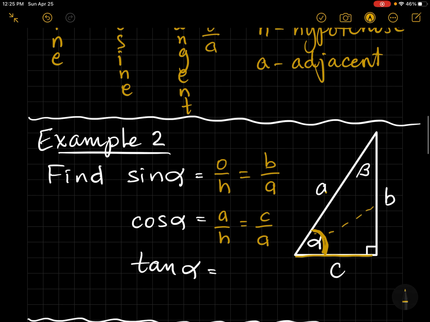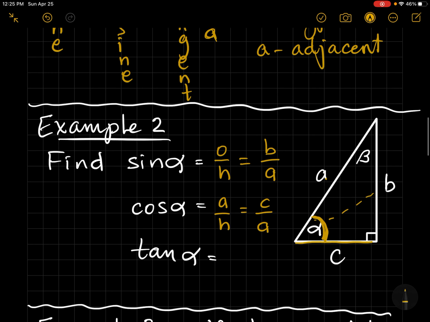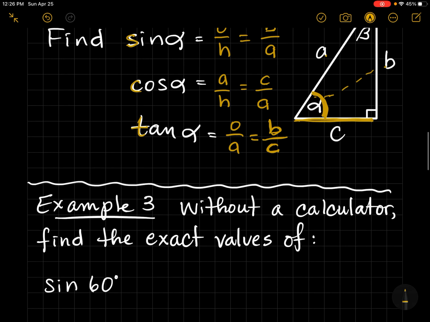For tangent, tangent is opposite over adjacent. So I go to alpha, the opposite is B, and the adjacent touching is C. A shortcut that you can always remember, and it'll always work if you put it in this order, sine, cosine, tangent, is you can always look at the numerator of sine over cosine, and that'll give you the tangent. And that's a nice little shortcut.